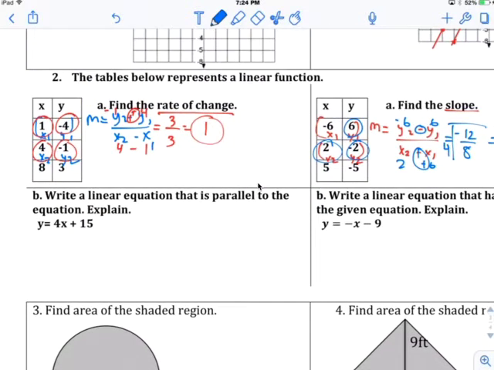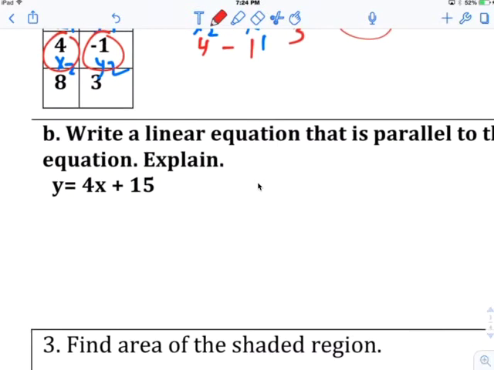Write a linear equation that is parallel to this equation. Parallel is when the rates of change are the same. So for parallel, the rate of change is the same, so I need y equals, the slope's the same. You get 4x, and then plus your y-intercept has to be different. So same slope, y-intercept, let's say, could be 1,000. I like to use big numbers.